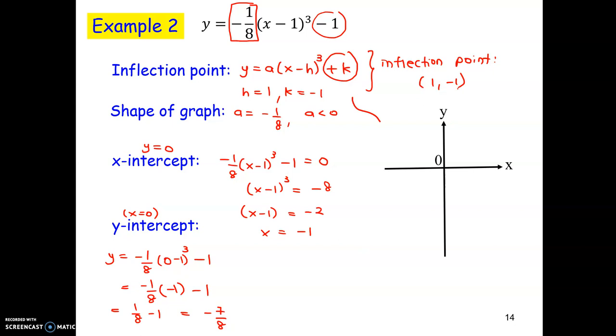So now let us have our x and y axis ready. So we can draw our inflection point. So x is 1, y is -1. So this is the inflection point. And then let us put the x-intercept and the y-intercept. So this is the x-intercept. The y-intercept is over here, which is -7/8. So we have to draw our graph from the left hand side. So start from the left hand side until you reach the x-intercept, and then go to inflection point and then change the concavity. So this is the graph for y equal to -1/8 (x minus 1) cubed minus 1.